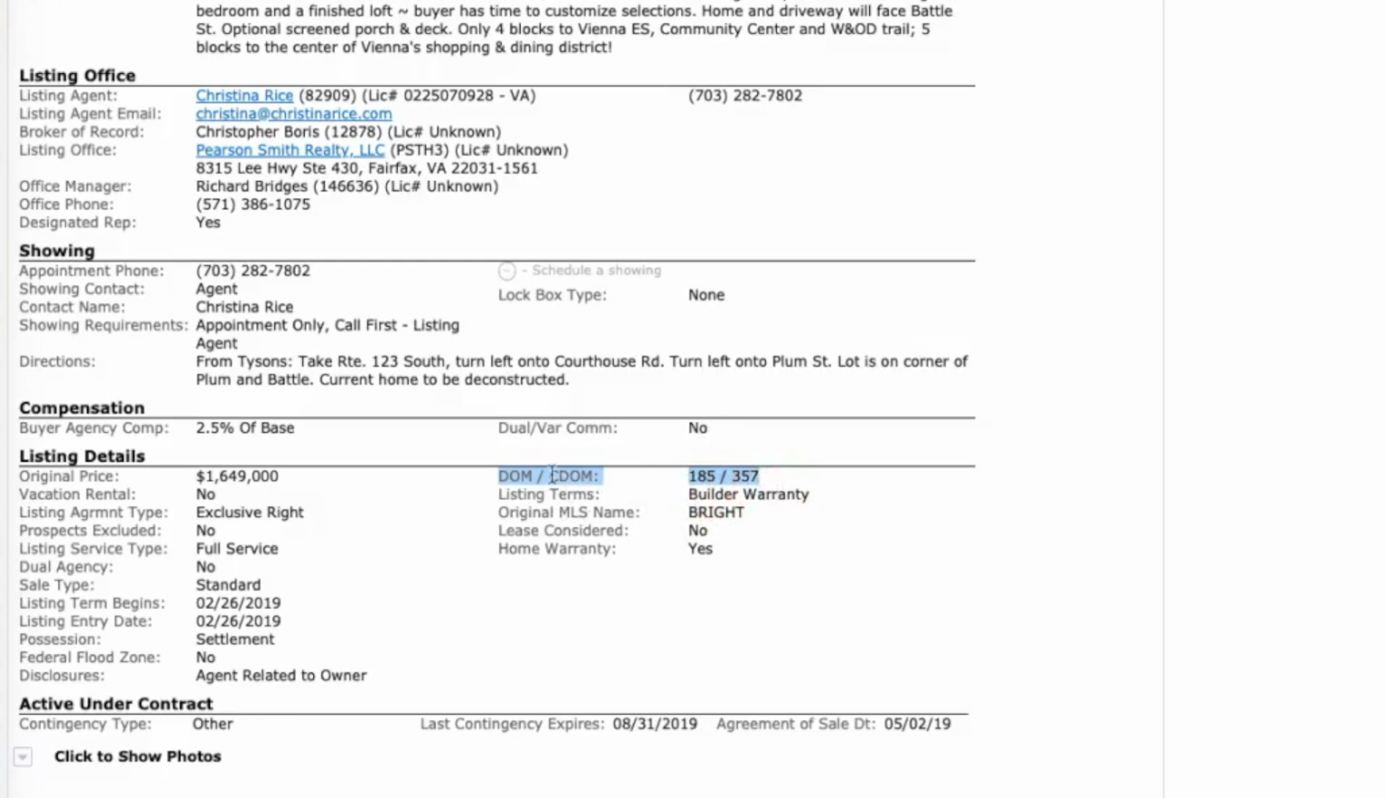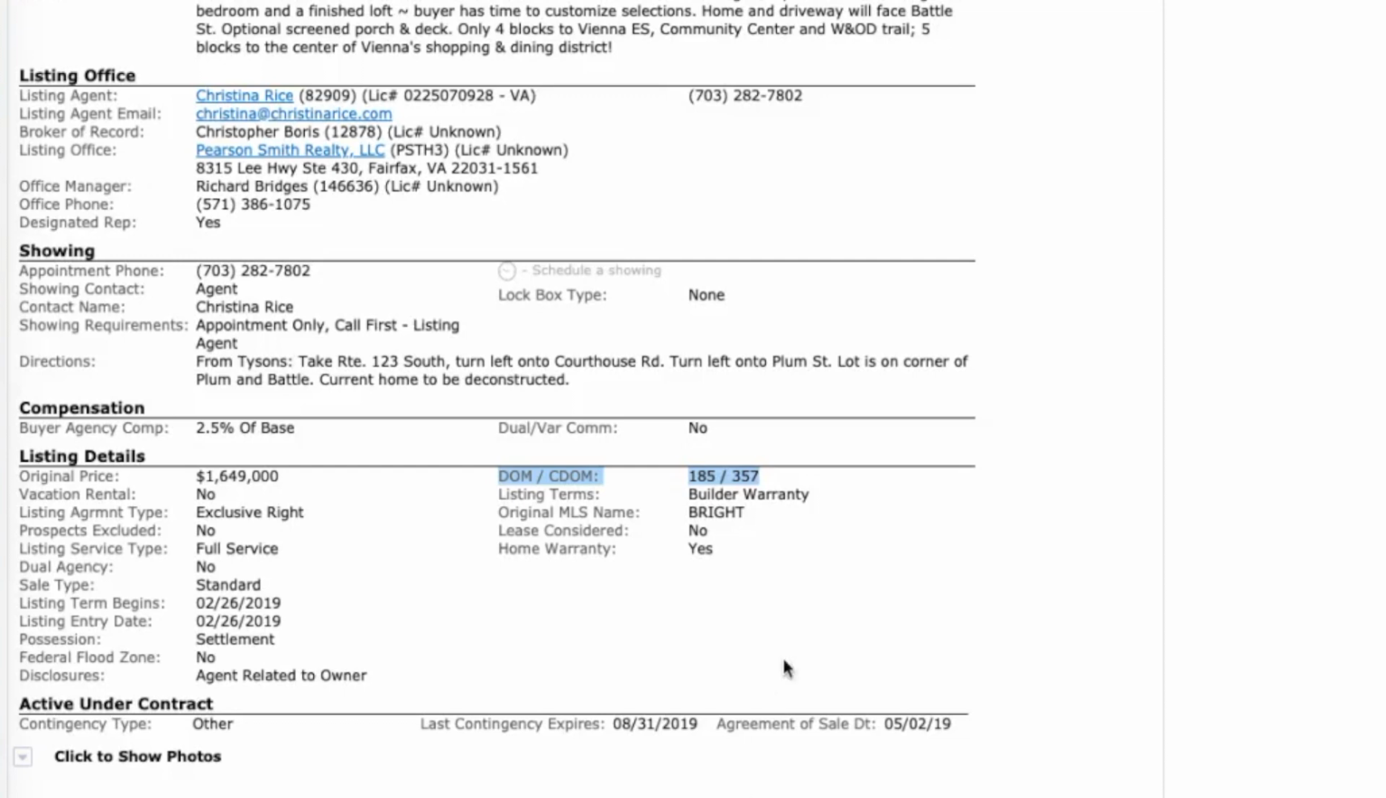So you have 2 different numbers, 185 and 357. Which one is correct? How long has the property been on the market? Is it 6 months or is it a year? Well, the answer is both. What happened was this property was listed for a period of time and then it was taken off the market, but it wasn't taken off the market long enough.